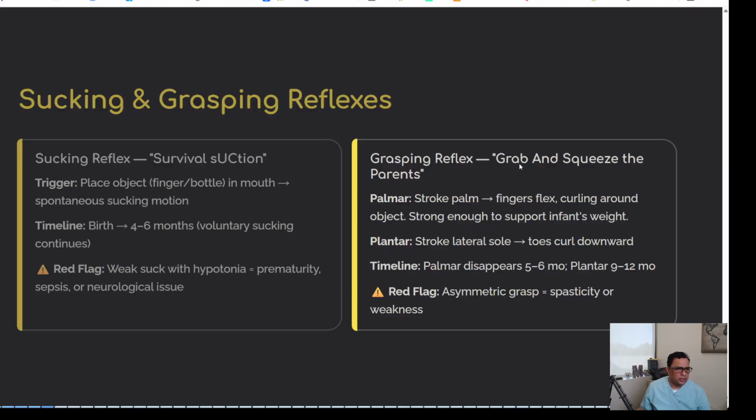Now, grasping reflex: if you give a finger or something, they grab and squeeze. So if you stroke the palm, fingers flex and curl around the object, strong enough to support the infant's weight. Plantar is the lateral sole, toes curl downward. So if you stroke the hand, they'll fold like that. The same thing for the bottom of the feet also, that's the plantar one. Okay, the timeline is: palmar disappears at 5 to 6 months, plantar disappears at 9 to 12 months. Again, asymmetric grasp is spasticity or weakness you want to consider.